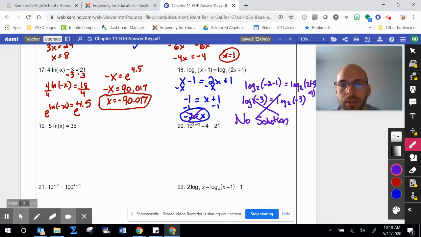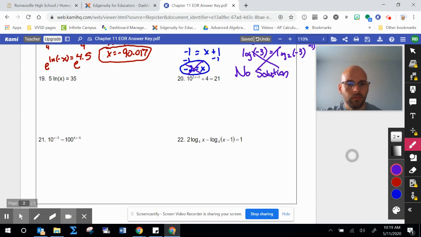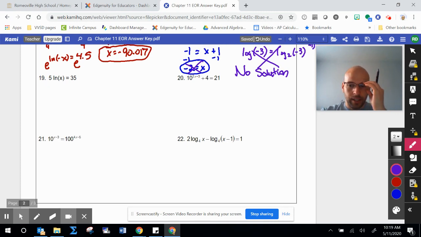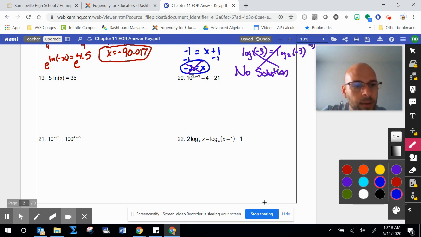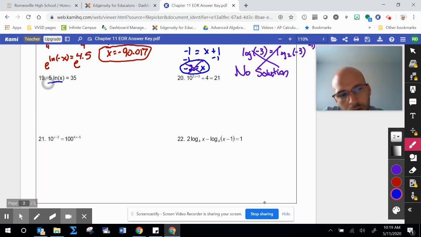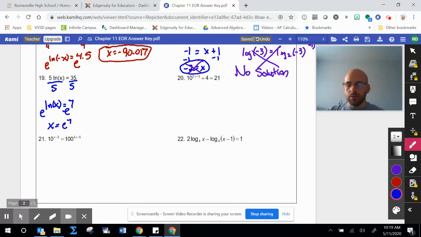So this problem has no solution because when I substituted it in, the argument of the log turned out to be negative, and logs are not defined for any negative values. Okay, so this problem has no solution. Let's take a look at number 19. Okay, so for number 19, I'm going to get this natural log by itself. So I have the natural log of x equals 7. Now, remember, to get rid of your natural log, we're going to use the base e. So those cancel. So I get x equals e to the 7th. And that's really just going to be my answer.